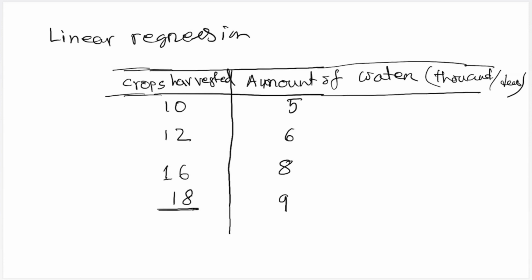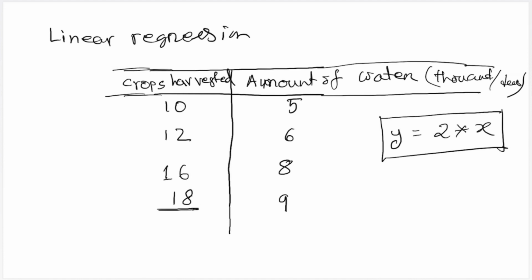In your mind, you actually built a model: if the crops harvested is Y, and the amount of water is X, you know that Y is equal to 2 times X. So in your mind you created a model. In this model, the only item that you need is 2. This is a model parameter. The purpose of any type of regression, such as linear regression, is to come up with such model parameters.